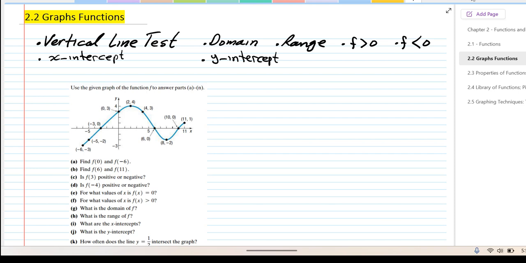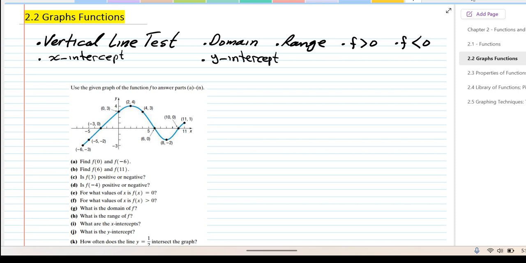This is going to be a relatively short lecture for us. In section 2.2, we're going to talk about graphs of functions. In the previous section, we talked about functions themselves. Now we're going to talk a little bit about the graph of functions. And I have bulleted the things that are of interest to us in this section.